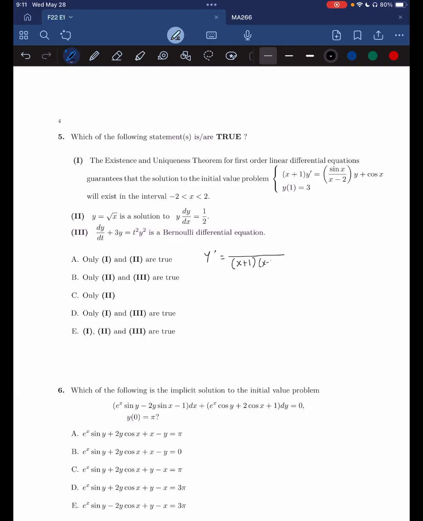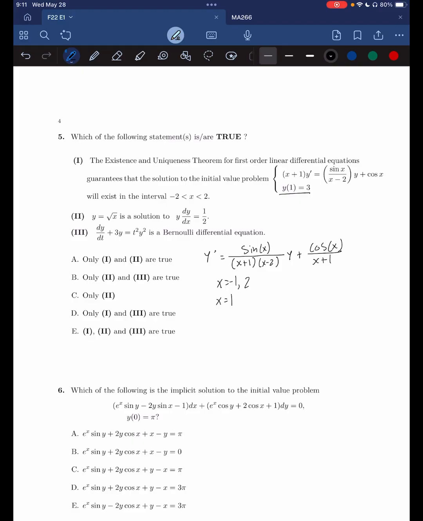So this becomes sine x on top times y plus cosine x all over x plus 1. Now, what are x values that cause discontinuities? We have x equals -1, 2, right? And our initial condition is y of 1 is 3. So that's another x value that we have to take into consideration.